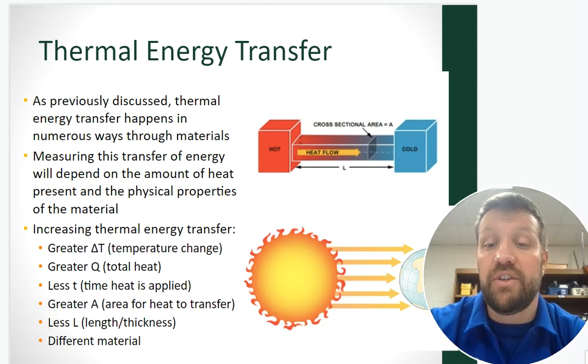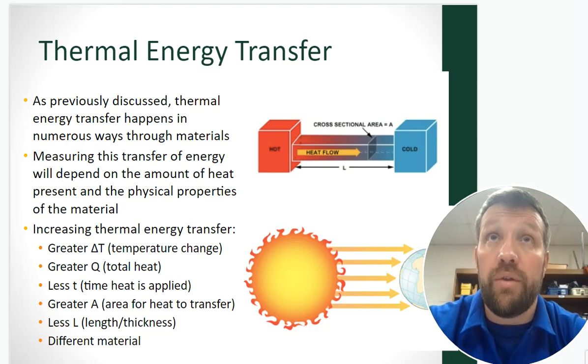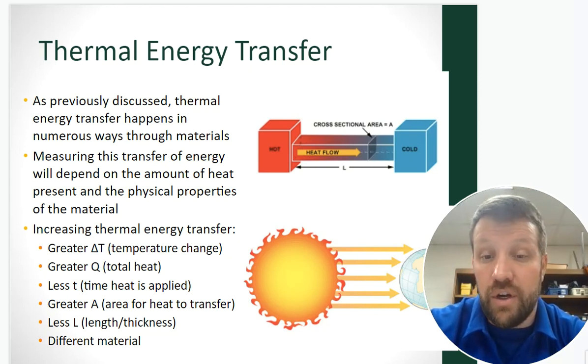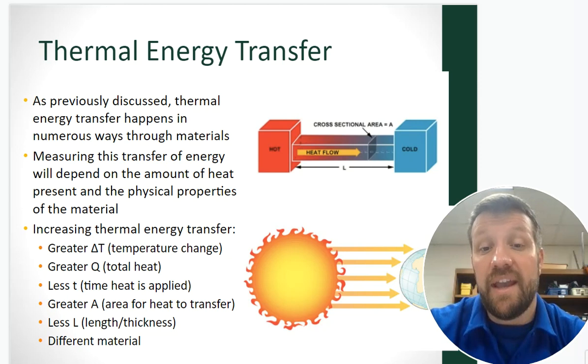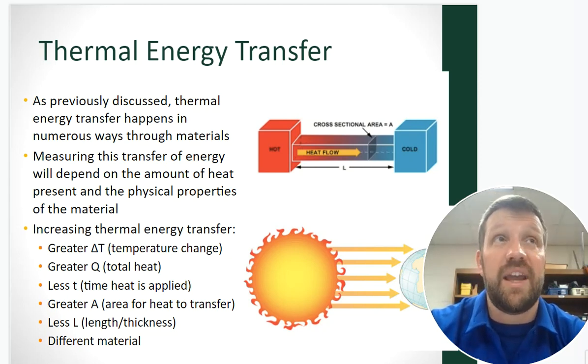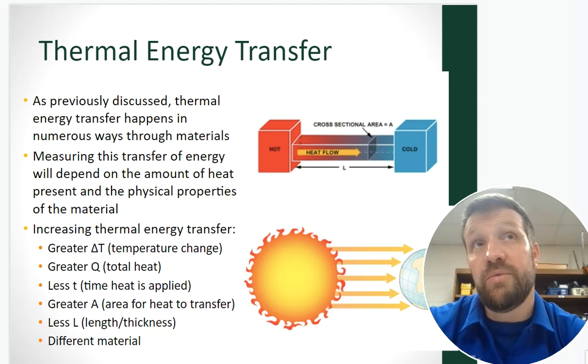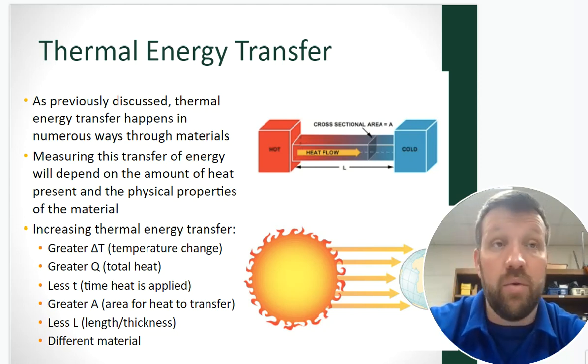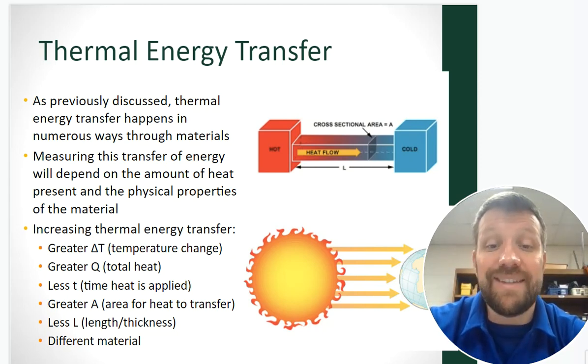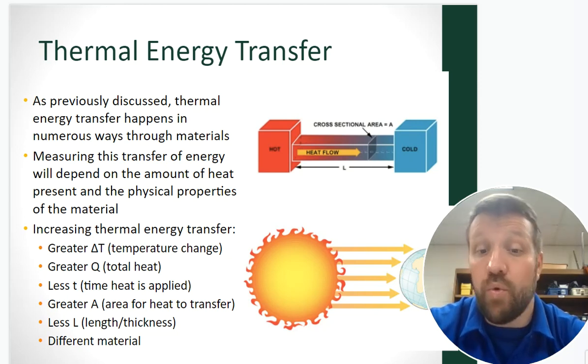So increasing thermal energy transfer will mean a greater delta T. If we're transferring more thermal energy, we'd have a greater change in temperature, a greater total change in heat. It would take less time to do that if we had a greater thermal energy change, which is to say, if I put ice into a room temperature drink or ice into a heated drink like a coffee or a hot tea, the time that it takes for that thermodynamic equilibrium to be hit will be different based on how much thermal energy was present there.